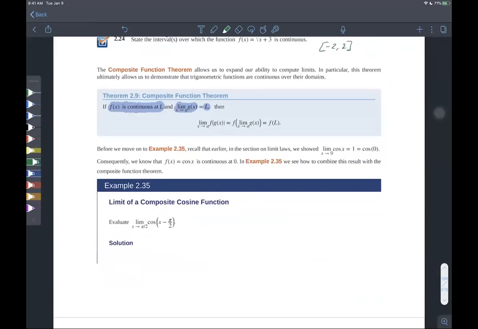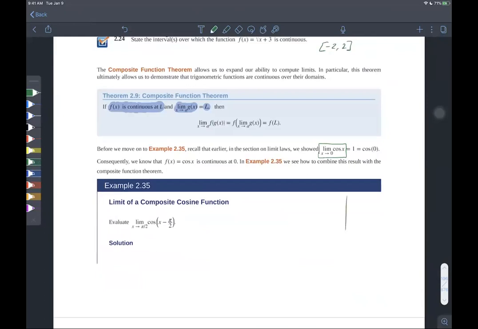All right, so let's go ahead and take a look at how this is used here. So continuing, it says, before we move on to example 2.35, recall earlier in the section on limit laws, we showed that the limit as x approaches 0 of the cosine of x was equal to 1, which is equal to the cosine of 0. This can be seen pretty easily in a graph.